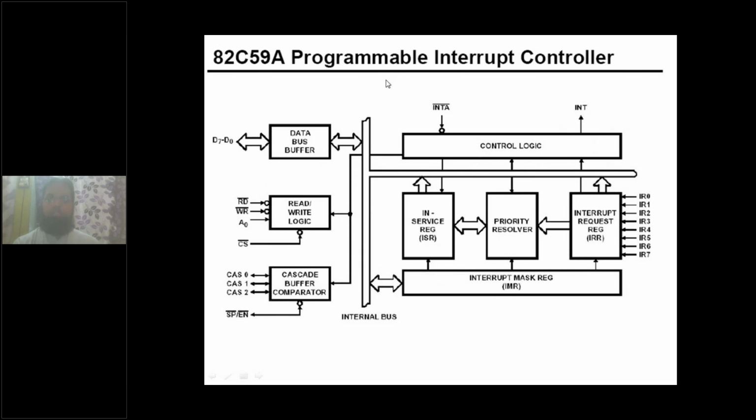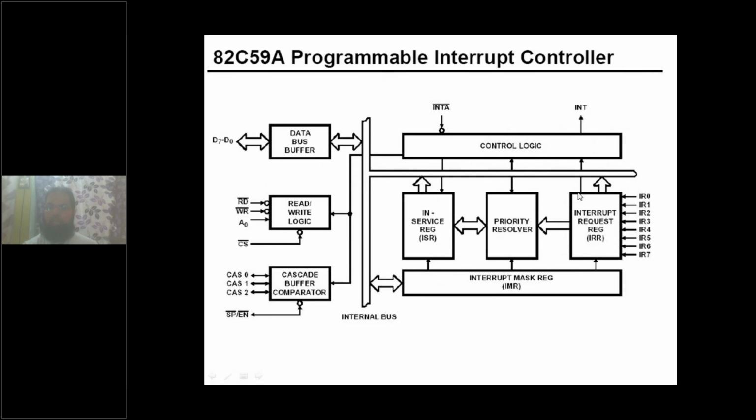After getting that interrupt signal over the INTR pin, the 8086 processor generates an acknowledgement signal, and that acknowledgement signal will be passed over to the control logic. The interrupt request register consists of all the IR lines available with the interrupt requests from IO devices. Suppose this register holds 1 0 0 0 0 0 0 1. It means that IR0 and IR7 have got the interrupt signals.